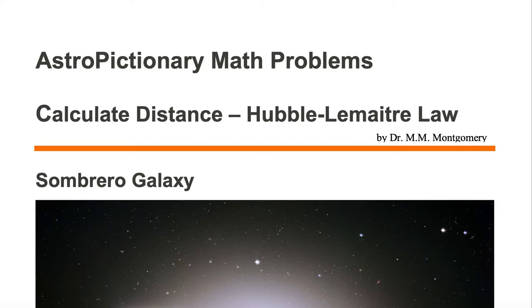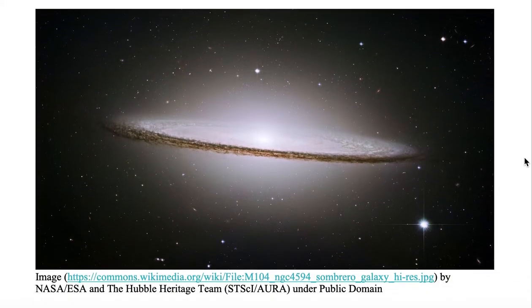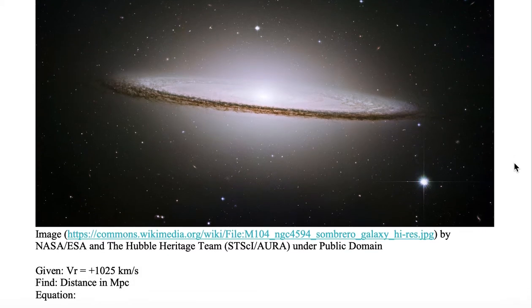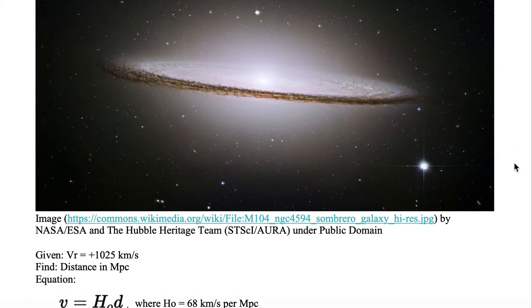Let's calculate the distance using the Hubble-Lemaitre law. We want to find the distance to the Sombrero galaxy. Here's an image of the Sombrero galaxy as taken from the Hubble Space Telescope, which is owned and operated by NASA and ESA. We're given that the radial velocity of the Sombrero galaxy is positive 1025 kilometers per second.